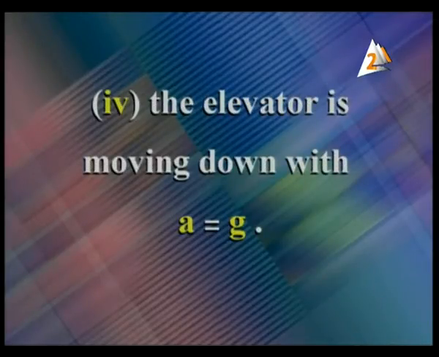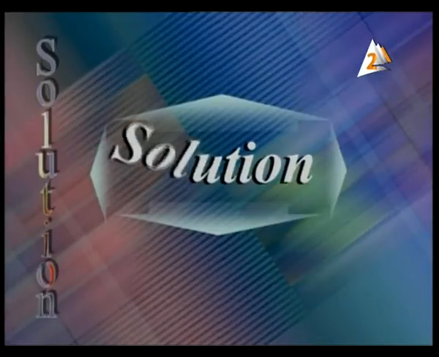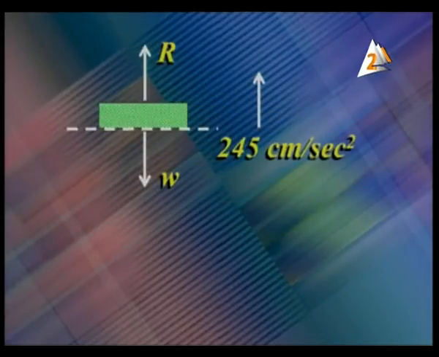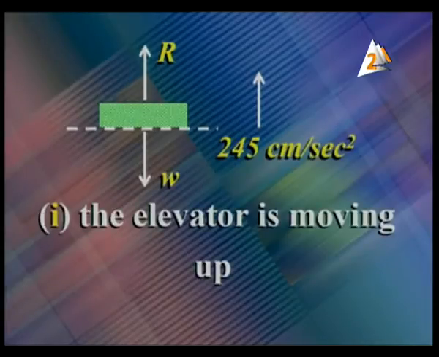Number 4, the elevator is moving down with a equals g. Solution. As you see in the figure, R is upwards and W downwards, and the acceleration is 245 centimeters per second square upwards.